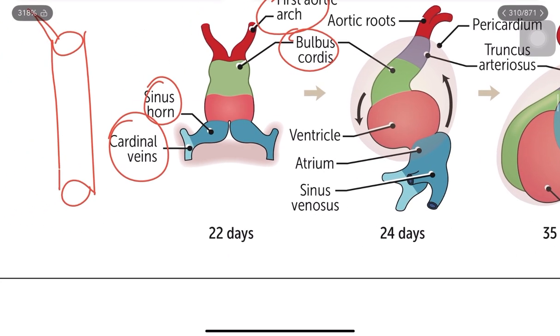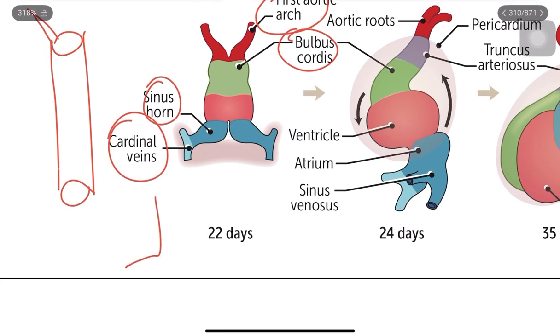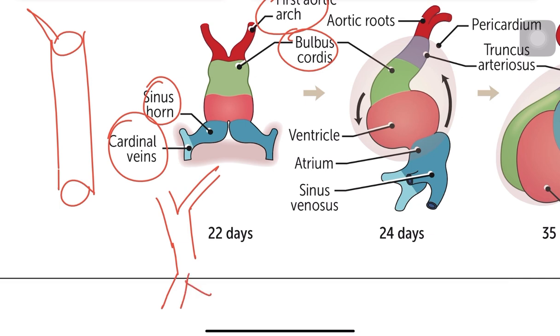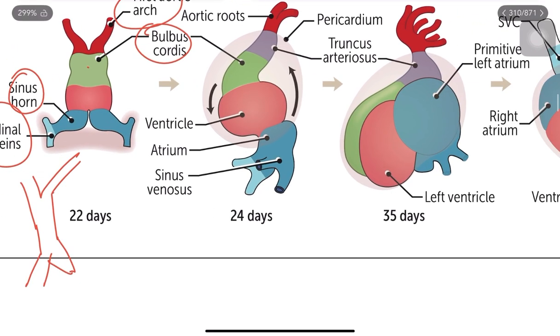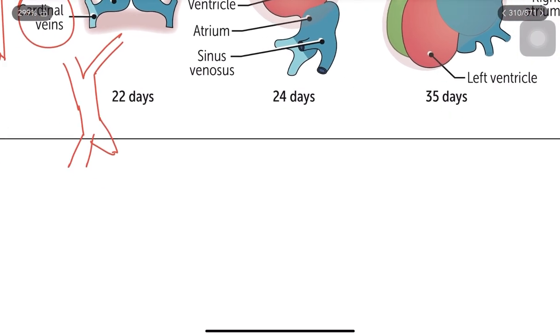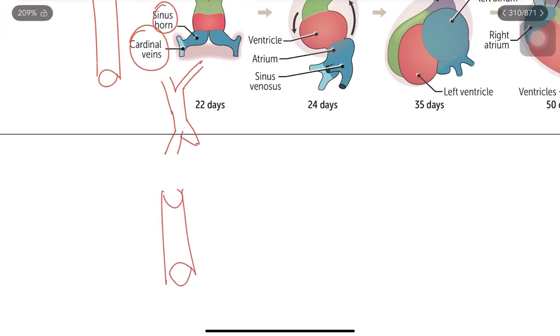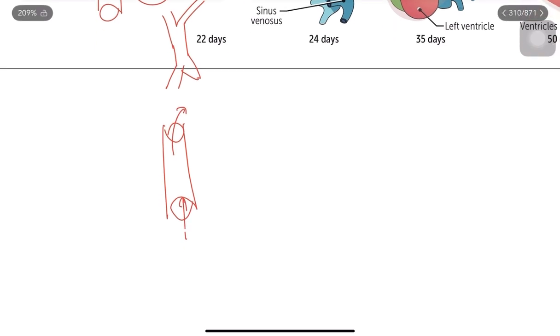Simply what you need to remember is this: there will be two parts of the tube which will fuse in the center and form these two first aortic arch tubes and sinus, bulbous cordis, sinus horn and cardinal veins. As the cardinal veins fuse, you have the sinus venosus. The basic understanding is that in any heart there will be two tracts, one is the inflow tract and another is the outflow tract. In the heart the inflow tract is maintained by the atria whereas the outflow tract is by the ventricles.